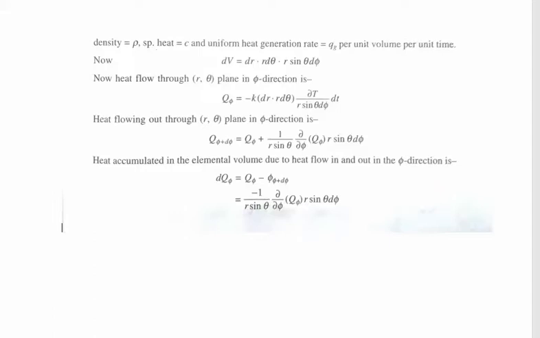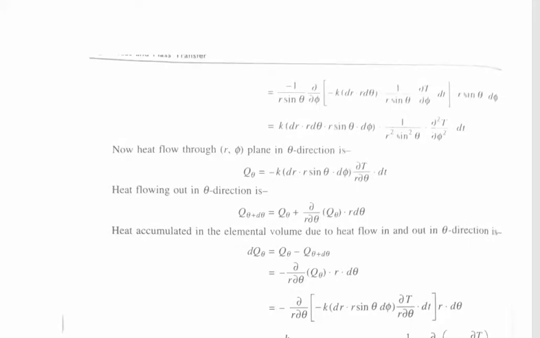Here the heat accumulated in the element volume due to the heat flow in and out in the phi direction is taken as the change of heat in the direction of phi, which is equal to the heat flow in minus the heat flow out, by which we are able to get the equation: minus 1 by r sin theta into ∂q phi/∂phi, into r sin theta d phi. This is the equation for the direction of phi.